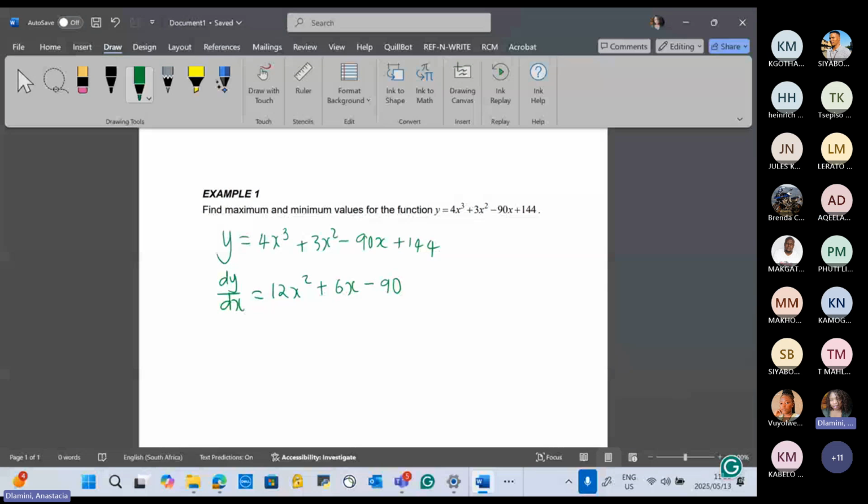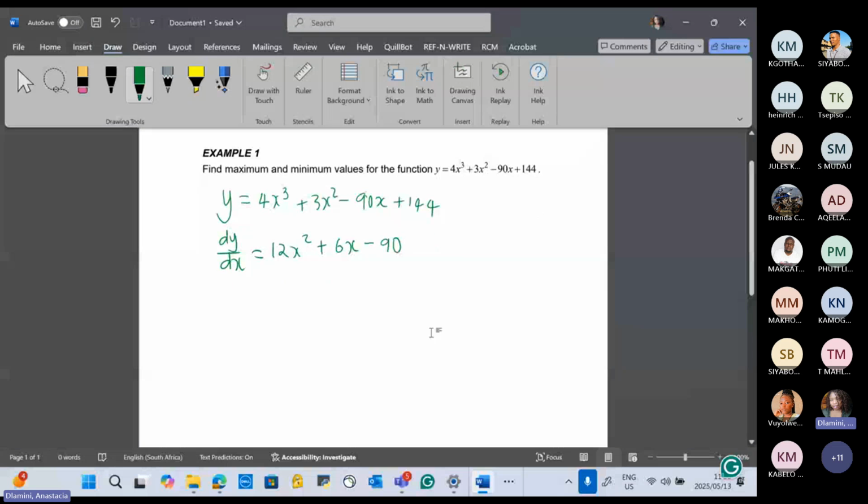Okay, then what? Then you equate it to 0. Dy over dx equals 0. Then you say dy over dx is equal to 12x squared plus 6x minus 9.